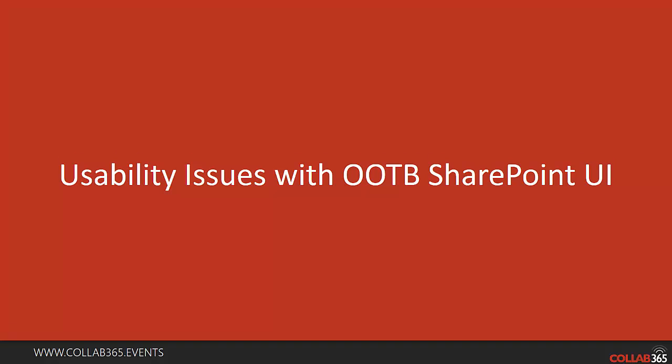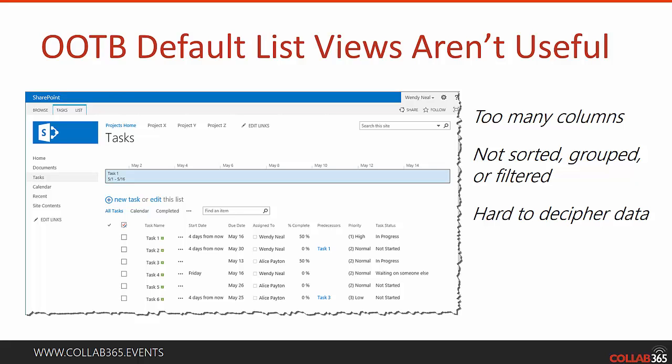Now we're going to talk about some of the common usability issues that we see with the out-of-the-box SharePoint user interface. One of the first ones is the out-of-the-box default list views. They're not really that useful. Typically, especially if you create a custom list, what does that default view look like? There might be 15 columns and you've got all this data and it's sorted in the order it was entered and there's no grouping, no filtering, and it's hard to figure out what you're looking at. You can see the example here. There's all these columns. That's just very unpleasant to look at. It's not displayed in any kind of meaningful way.